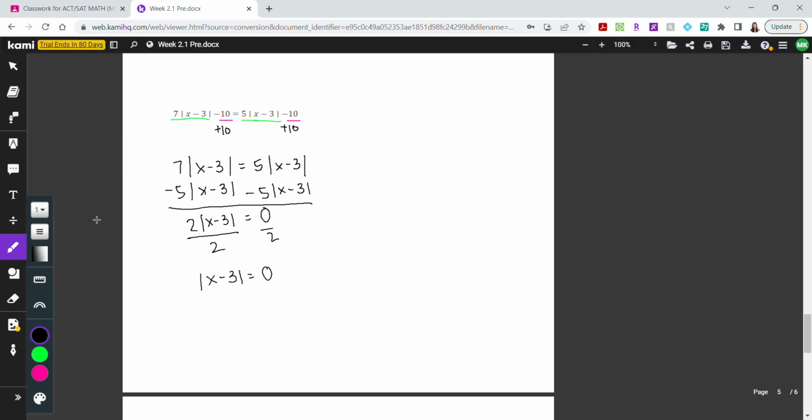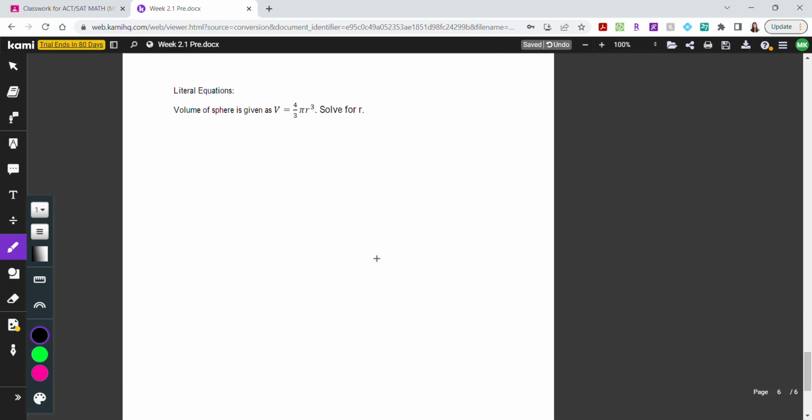Now we can open the absolute sign. So we have x minus 3 equals 0. 0 is not positive or negative, so we only have just this one equation. But in other instances, maybe if this is 1, then you'll have x minus 3 equals 1, and x minus 3 equals negative 1. But in this case, it's 0, so we're only writing it like this. Add 3, so we have x equals 3. And that's our solution. All right. And that's it for absolute value equations.